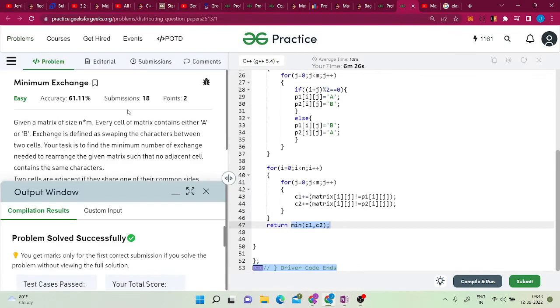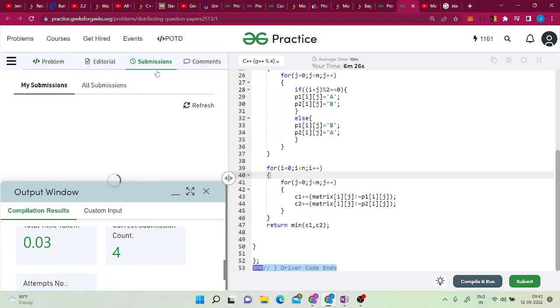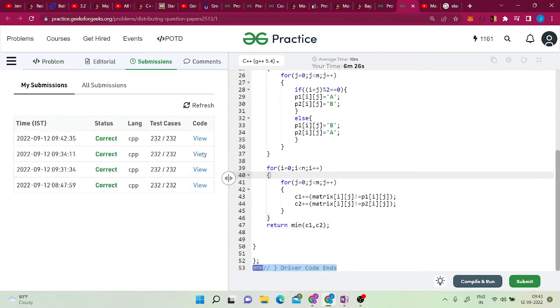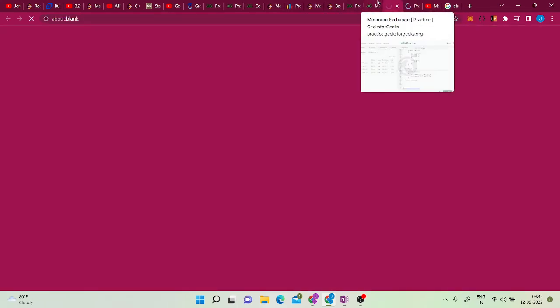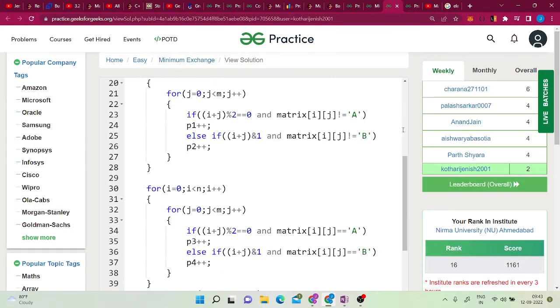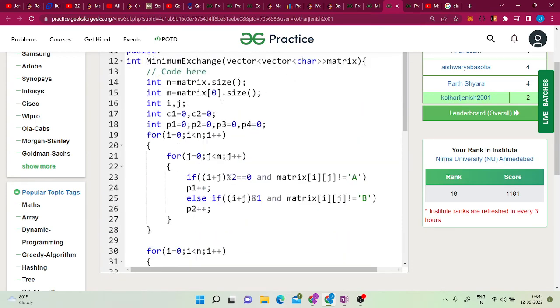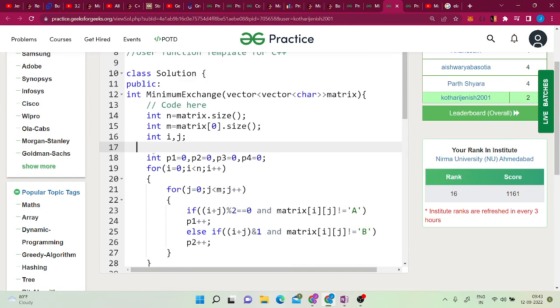Okay, so see, this code ran successfully. Now let me show you the O(1) space code. Okay, let us see that. Yeah, probably this submission has that. Just a minute, it is loading. Yeah, see what I have done. See, there are two cases. Okay, so I have taken n and m as the dimensions of the matrix. I have taken two variables, these are not required actually. Let me remove them. So these are p1, p2, p3 and p4.